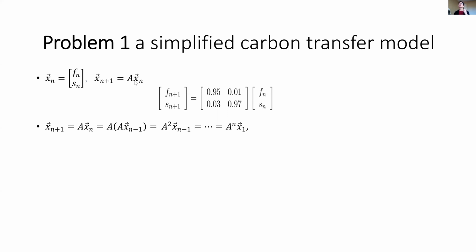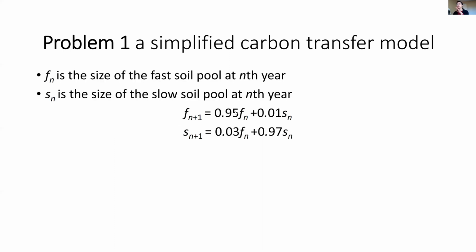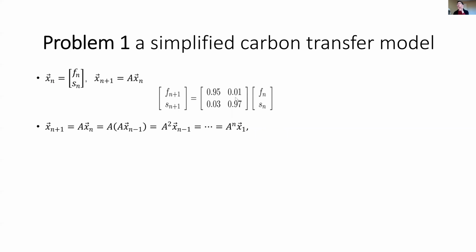xn plus 1 is going to be computed. You can use a matrix to multiply the current pool. So how does that work? Look at that. This is our xn plus 1, the column vector, because we denote this as the column vector, replacing n by n plus 1. And this is the matrix A, which records the coefficients in the previous equations. Look at this: 0.95, 0.01, 0.03, 0.97. We just record those coefficients in this matrix, multiplied by another column vector. This is something that comes from matrix algebra.